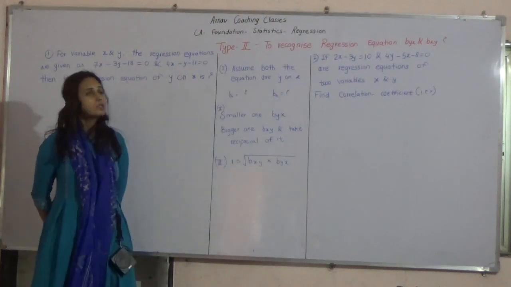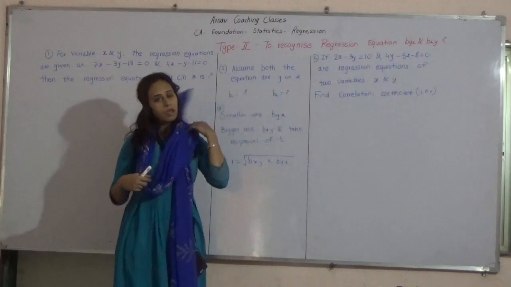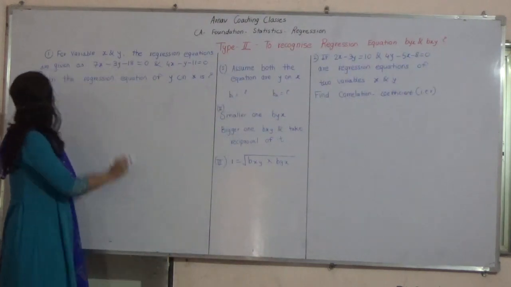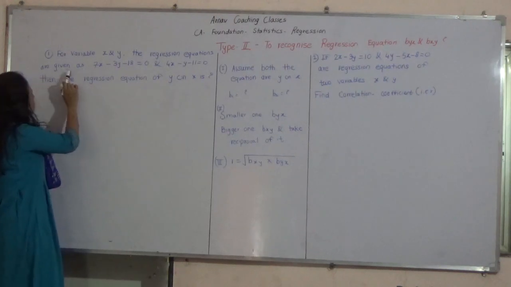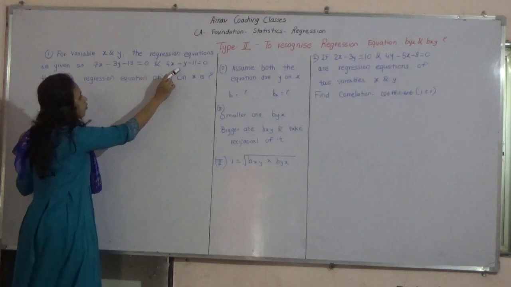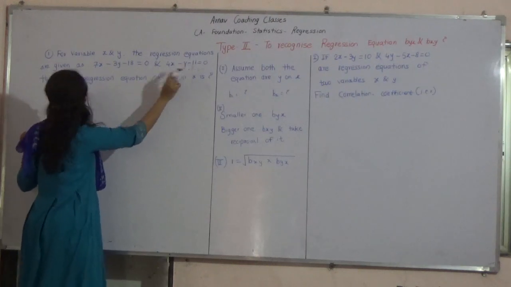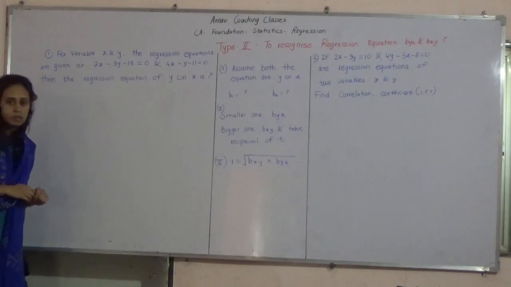Okay friends, today we will start with the statistics regression type 2. Yesterday we discussed type 1, now we will start with type 2. For variables x and y, the regression equations are given as 7x minus 3y minus 18 and 4x minus y minus 11 is equal to 0. Then the regression equation of y on x is.